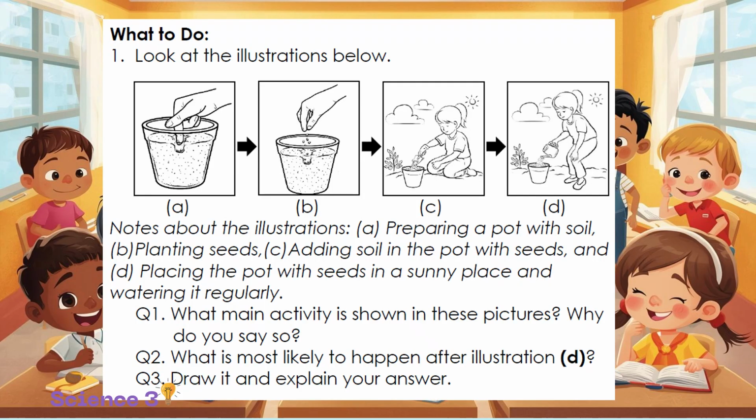What to do? 1. Look at the illustrations below. You have your A, B, C, and D. Note about the illustrations. A. Preparing a pot with soil. B. Planting seed. C. Adding soil in the pot with seeds. And D. Placing the pot with seeds in a sunny place and watering it regularly.